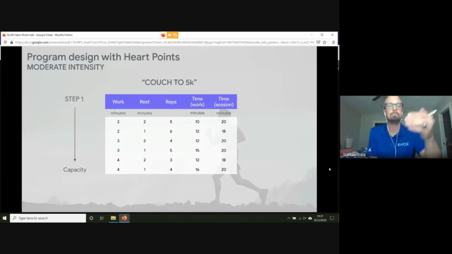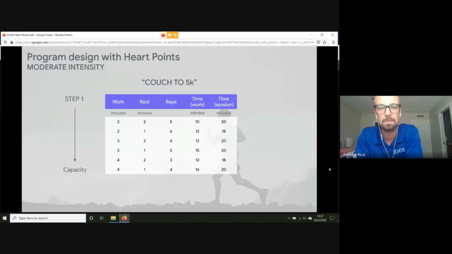We're increasing capacity. And as you walk your way down here, what you can see is that by the time that you get to the bottom of 4 minutes on, 1 minute off for 4 reps, the time that you're working is actually the highest, but the time in the session is the same as it was in the first. And so this ends up being a progression where we're biasing capacity. If I want to improve your ability to exercise and move, I need to reduce the amount of time in the session that you're resting.